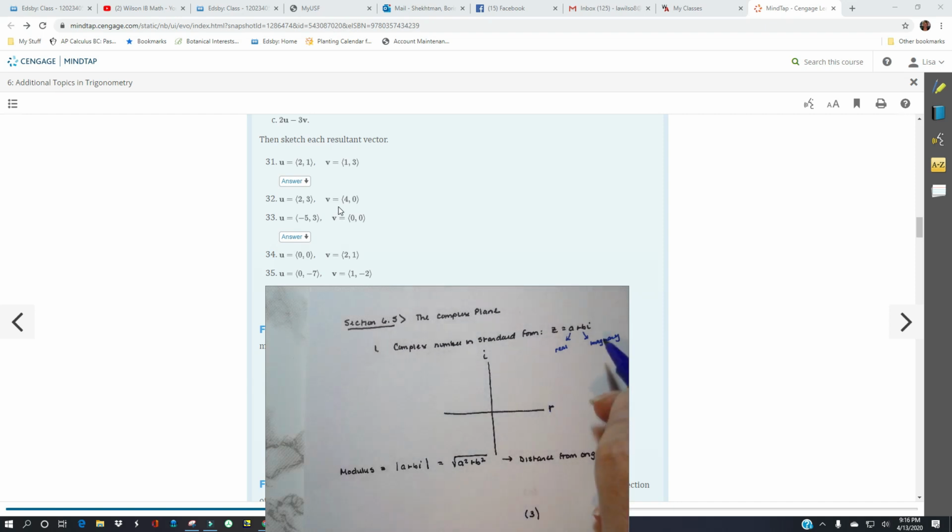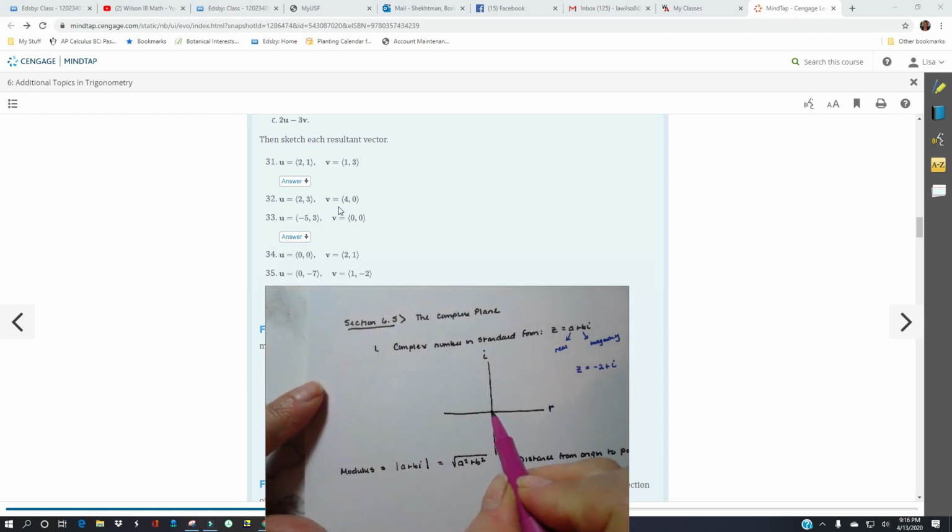So if I asked you to plot something like z equals negative 2 plus i, that means you would start at the origin. You always start at the center, right, at the origin. You'd go over 2 in the real direction. And remember, think of this as a 1 in front of it, like a coefficient. And you're going to go up 1 in the imaginary. So you go over 2, up 1, and you plot your point. And there's your complex number.